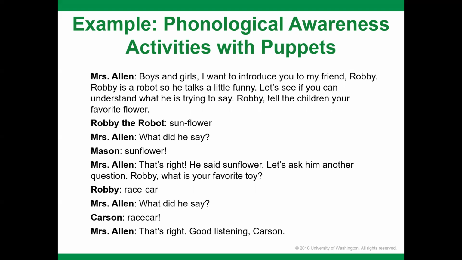What she's teaching them in this example is blending words. So sun and flower blended together make sunflower. Race and car blended together make race car. Mrs. Allen is trying to teach them blended words. She's using Robbie the robot to say the two words separately, sun, flower. And then the children recognize, oh, it is together, it is a blended word, and they say sunflower. That is the skill that they're learning.